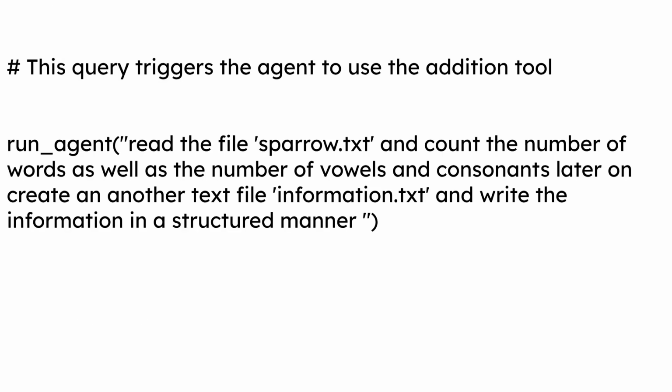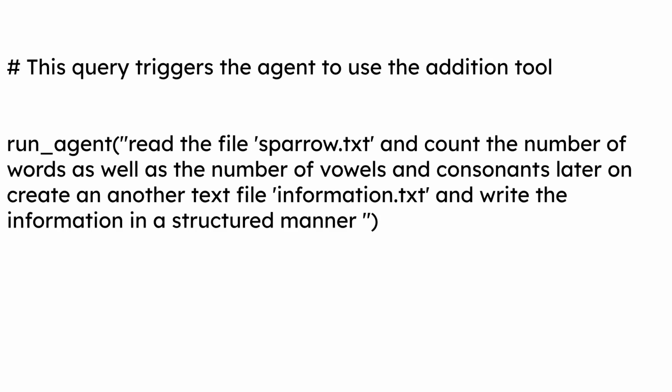And now we have finally reached the ultimate trigger line, the actual execution of our code. This is the moment where we sit down at the restaurant table and place our official order. We call our head chef function, run_agent, and inside the parentheses, we pass our exact plain English instruction as the user query. Let's read what we are asking our agent to do. Read the file sparrow.txt and count the number of words as well as the number of vowels and consonants. Later on, create another text file, information.txt, and write the information in a structured manner.